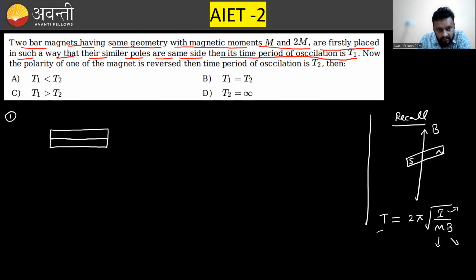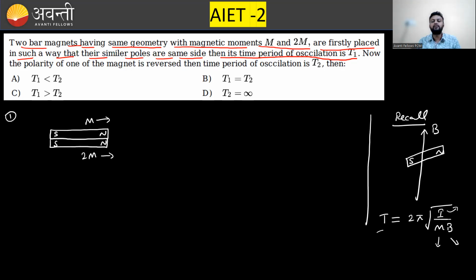Their similar poles are on the same side. Let's suppose south, north, south, and north. One has a magnetic moment M, another has a magnetic moment 2M. This has a magnetic moment M, this has a magnetic moment 2M. So net magnetic moment, because they are placed in the same direction, their magnetic moments are also in the same direction. The direction of magnetic moment is from south pole to north pole.